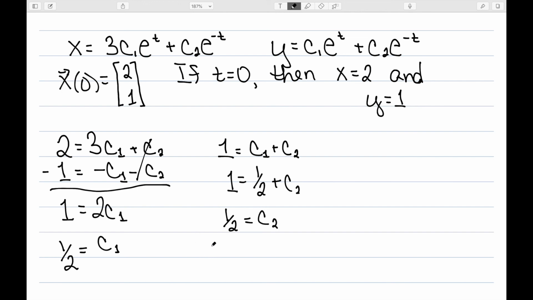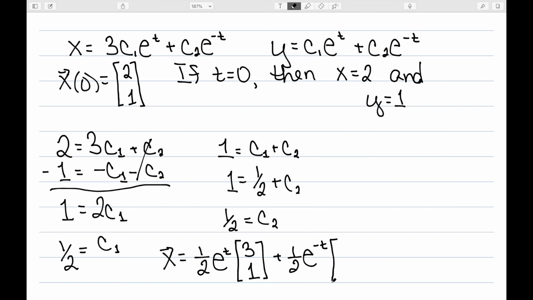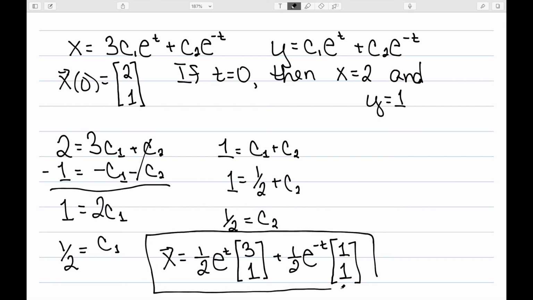So now that I have that, I can actually write the solution. I would have 1/2 e to the t times the first vector, [3, 1], plus 1/2 e to the -t times the second vector, which was [1, 1]. So now with all of that, I have the actual solution to the initial value problem.